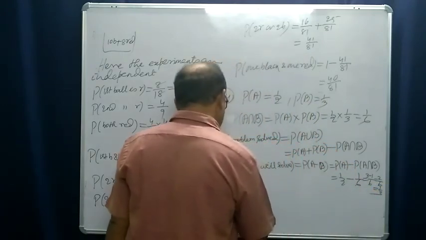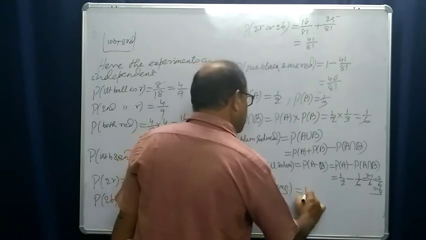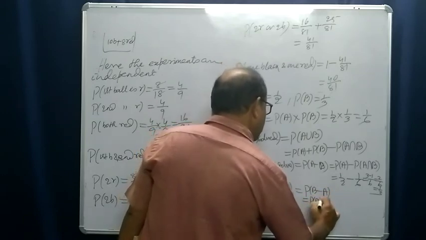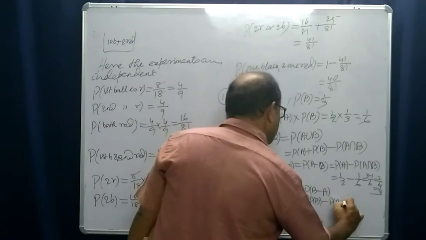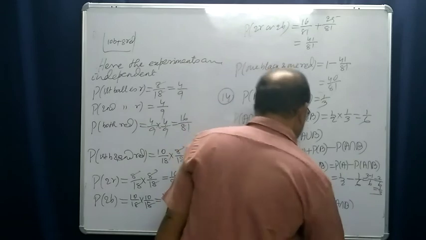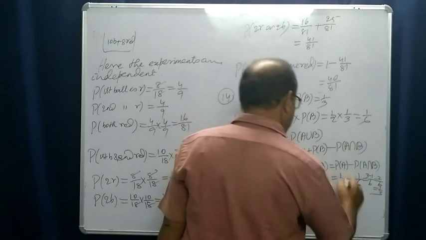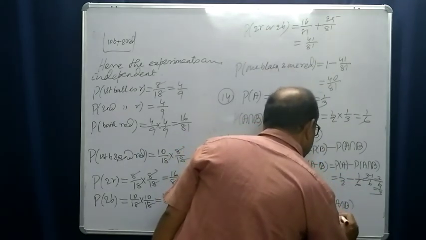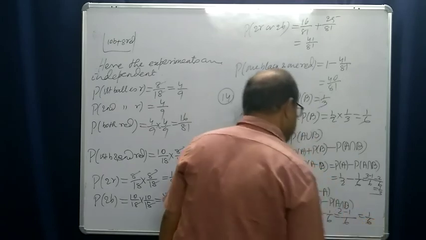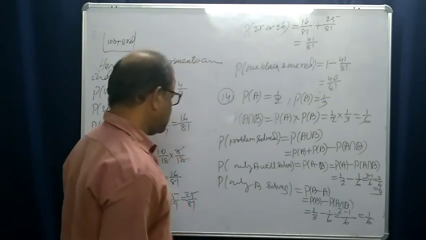Probability of only B solves. It is also probability of B difference A, that is probability of B minus probability of A intersection B. What is probability of B? It is 1 by 3 minus probability of A intersection B, which is 1 by 6. So 2 minus 1, that is 1 by 6.